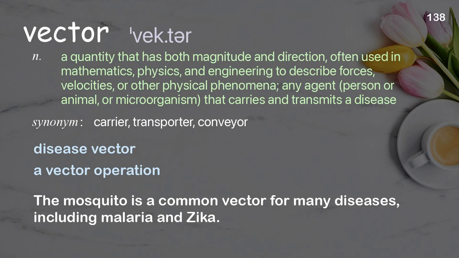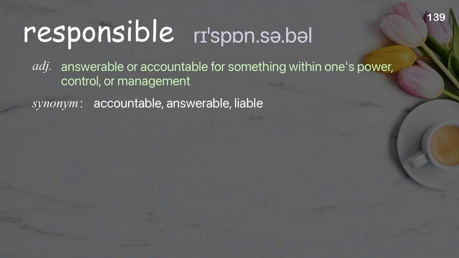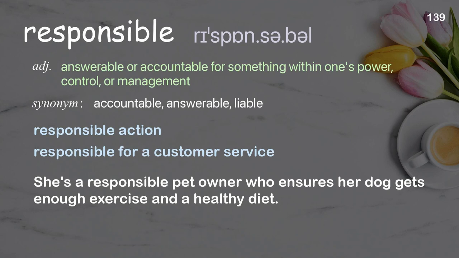Responsible: answerable or accountable for something within one's power, control, or management. Examples: responsible action, responsible for a customer service. She's a responsible pet owner who ensures her dog gets enough exercise and a healthy diet.